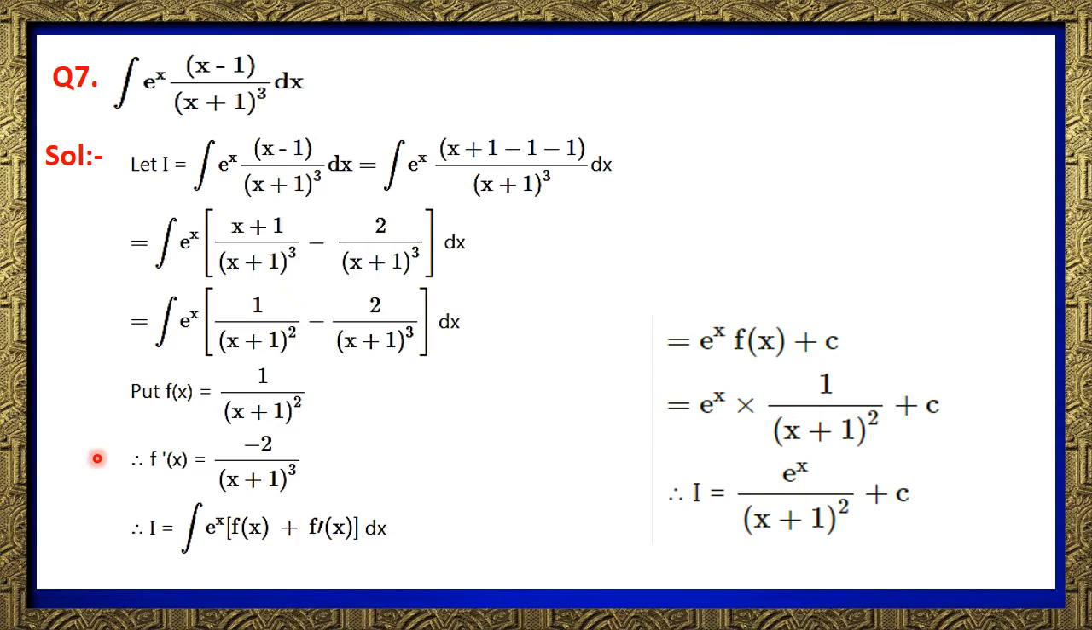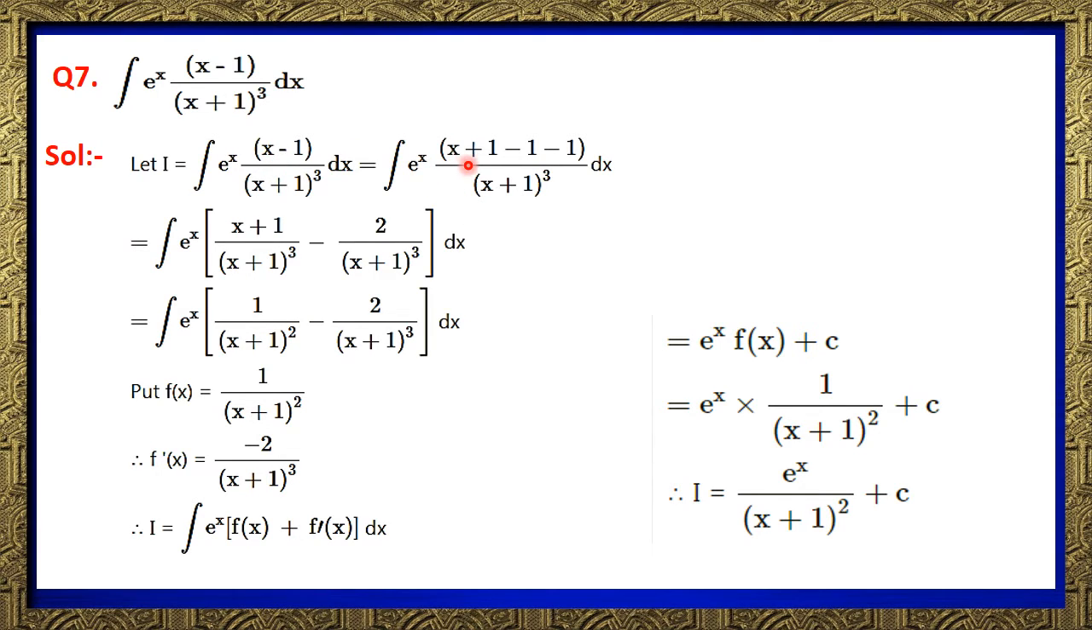Now, question number 7. Integral e raised to x into x minus 1 upon x plus 1 the whole cube dx. So, let I is equal to integral e raised to x into x minus 1 upon x plus 1 the whole cube dx. Now, this integrand is not directly in the form e raised to x into f of x plus f dash x. So, we can convert into that form by making some changes.